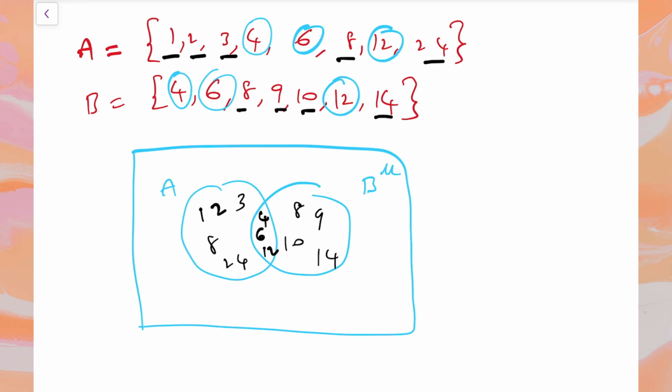Now he is asking about union, right? So two circles completely you need to shade. That's it. This is A union B.